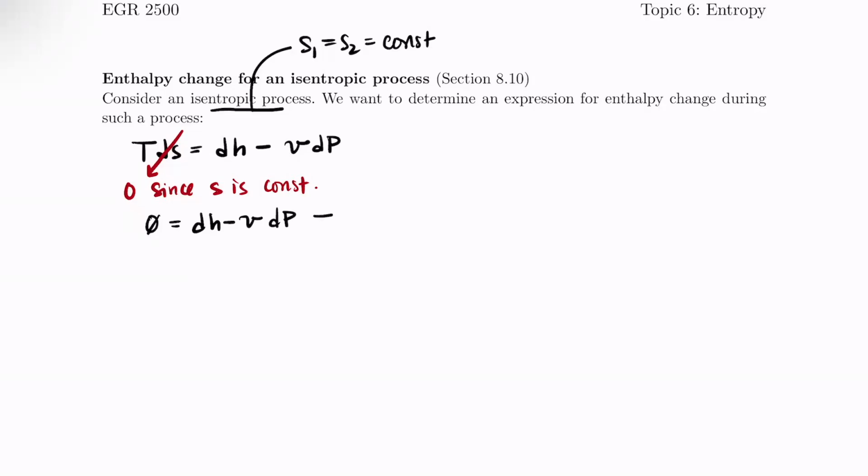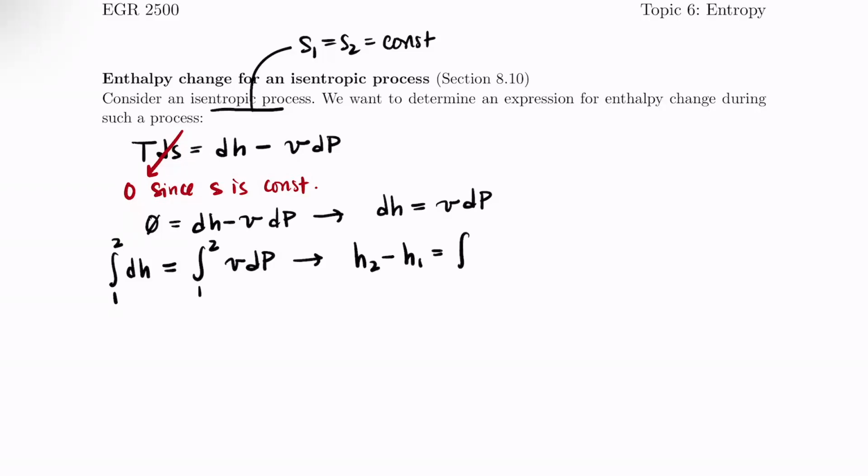All right. And I can just rewrite this as dh is equal to v dP. So I can integrate both sides to find h2 minus h1. If I integrate from state 1 to state 2, dh is equal to the integral from 1 to 2 of v dP. Then this means I have h2 minus h1 is equal to the integral from 1 to 2 of v dP.